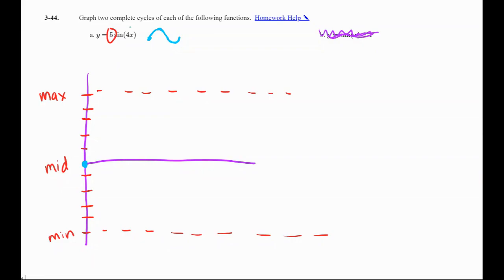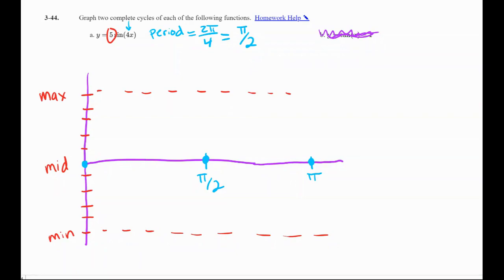And now last, my b value here, how much we're horizontally stretching or compressing, it tells us the period. And the period is how far we go until we start repeating that sine graph. So period is 2 pi over the b value, which in this case simplifies to pi over 2. So I'm going to say, we'll call this pi over 2. And since I'm doing 2 cycles from what the question asks, I'm going to go up to pi. So I know that my graph is going to repeat at pi over 2 to pi.